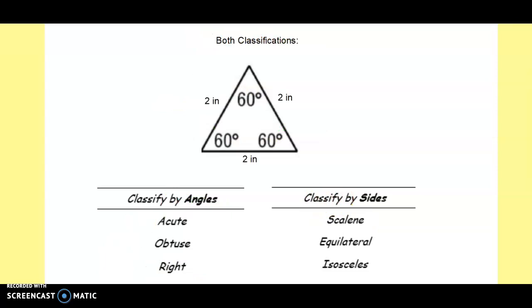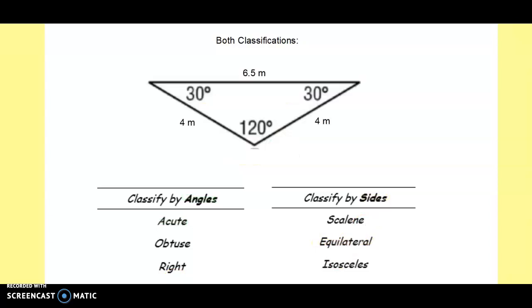All right, take a look at this one. So again, if you're classifying by angles, we're looking inside. Hopefully you can see all of those measurements are smaller than 90, which would be, oh, so cute, it's an acute triangle. If we're classifying by sides, outside numbers, 2, 2, and 2, they're all equal, so equilateral.